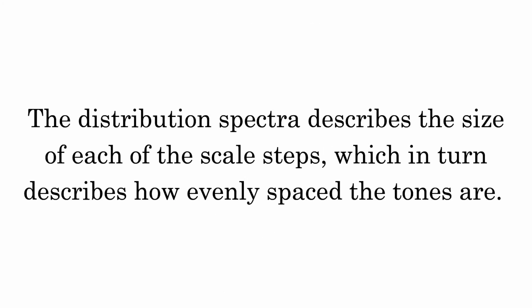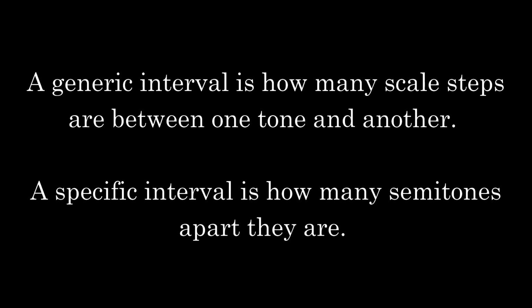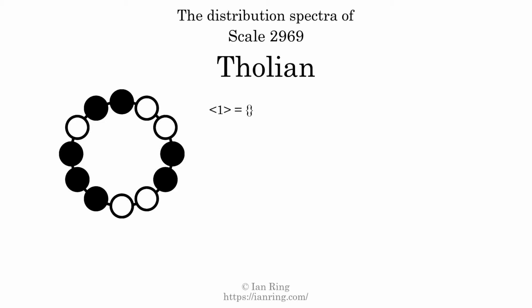The distribution spectra describes the size of each of the scale steps, which in turn describes how evenly spaced the tones are. A generic interval is how many scale steps are between one tone and another. A specific interval is how many semitones apart they are. The generic interval of one scale step comes in 3 different specific interval sizes: 1 semitone, 2 semitones, and 3 semitones.